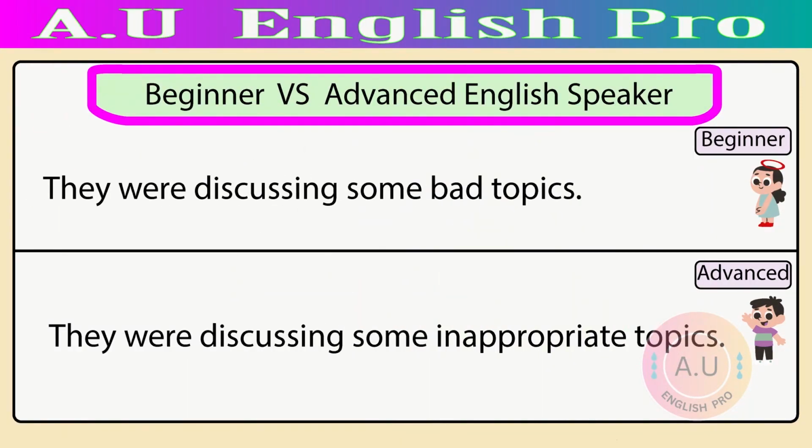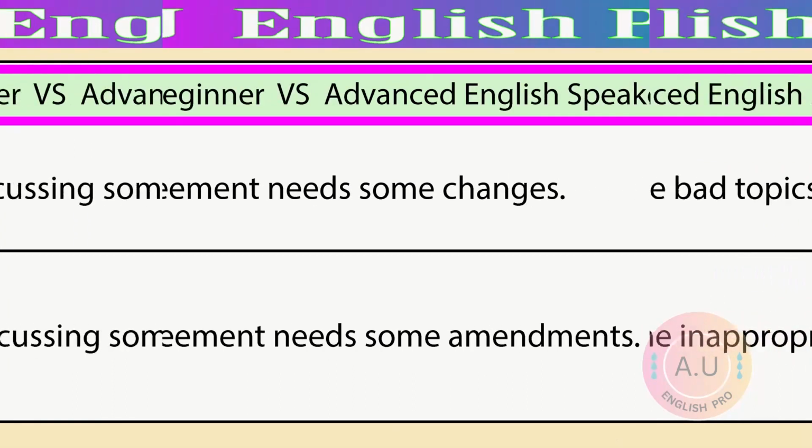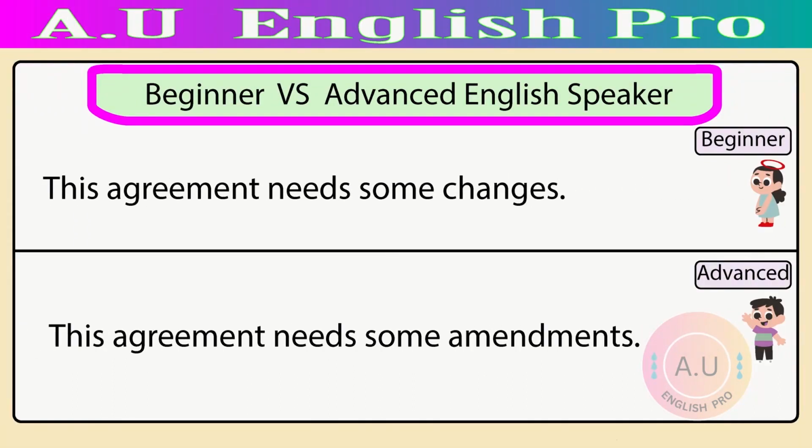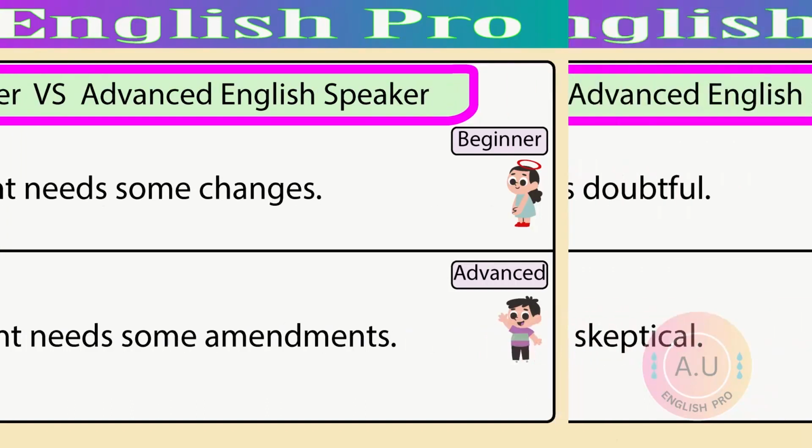Friends, our next sentence is, they were discussing some bad topics. So instead of using this simple sentence, you can say, they were discussing some inappropriate topics. Friends, our next sentence is, this agreement needs some changes. So if you want to sound better, you also can say, this agreement needs some amendments.